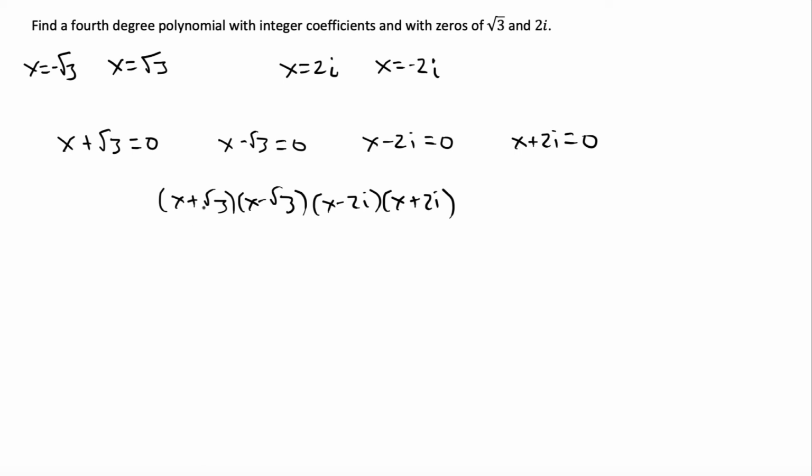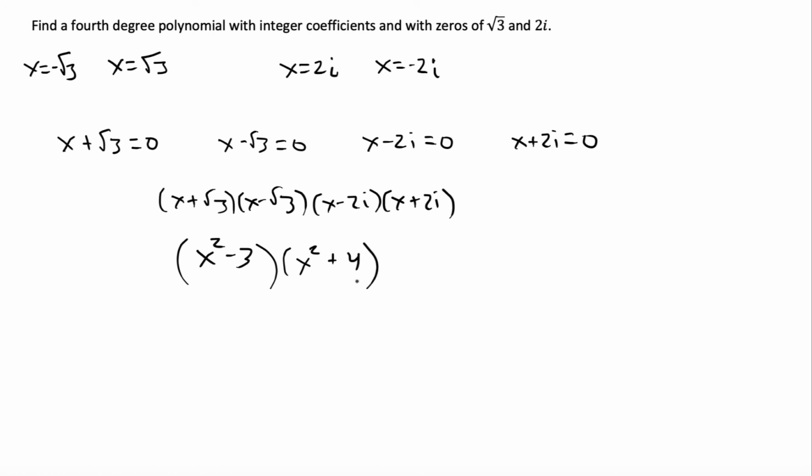Right? Remember, these are conjugates. So when we FOIL these, it turns out pretty nice, right? What do we get in this case? We get x squared minus 3. Okay? What about when we multiply x minus 2i times x plus 2i? Okay? We get x squared plus 4.